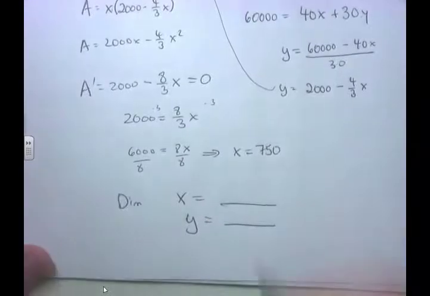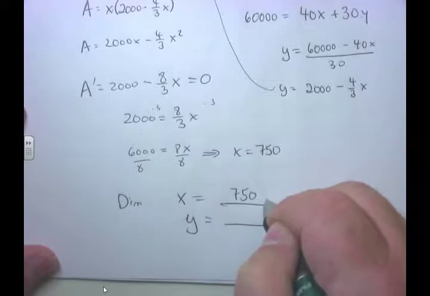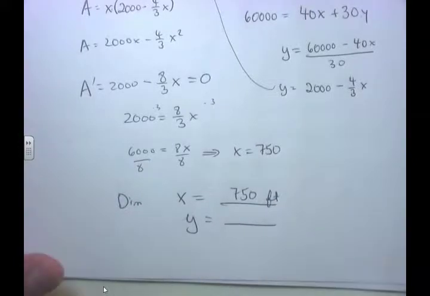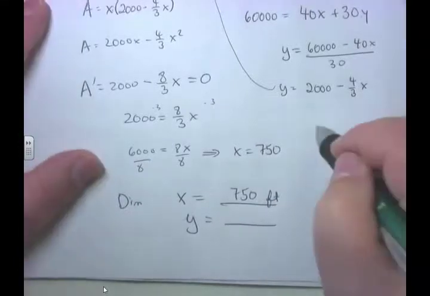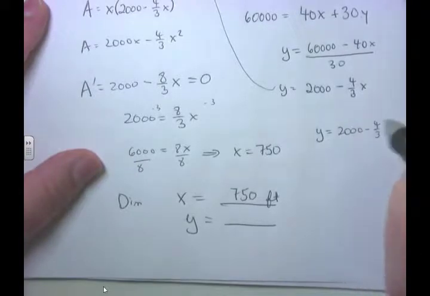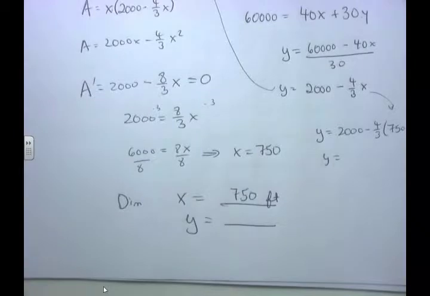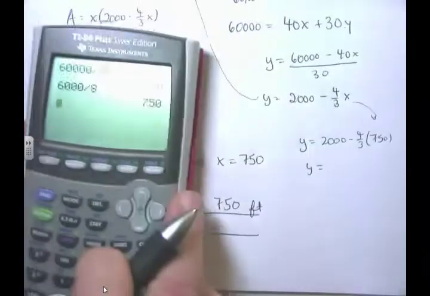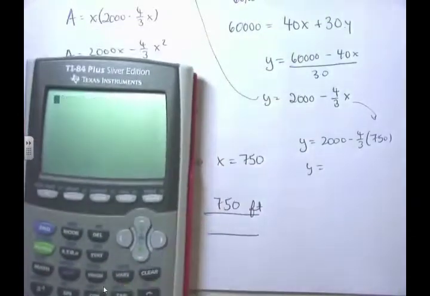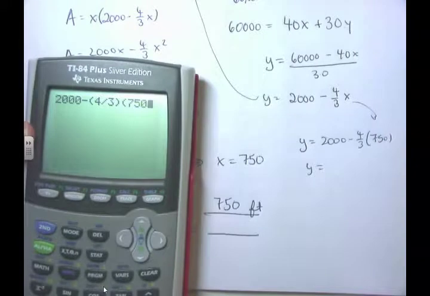We figured out what x is. What's x? 750 what? Don't forget your units. It was worth points. This thing was measured in feet. How do I figure out what y is? Go back to the constraint. That's 2,000 minus 4/3 x. But what's x equal to? 750. So back to the calculator again. Y equals 2,000 minus parentheses 4/3 times 750.